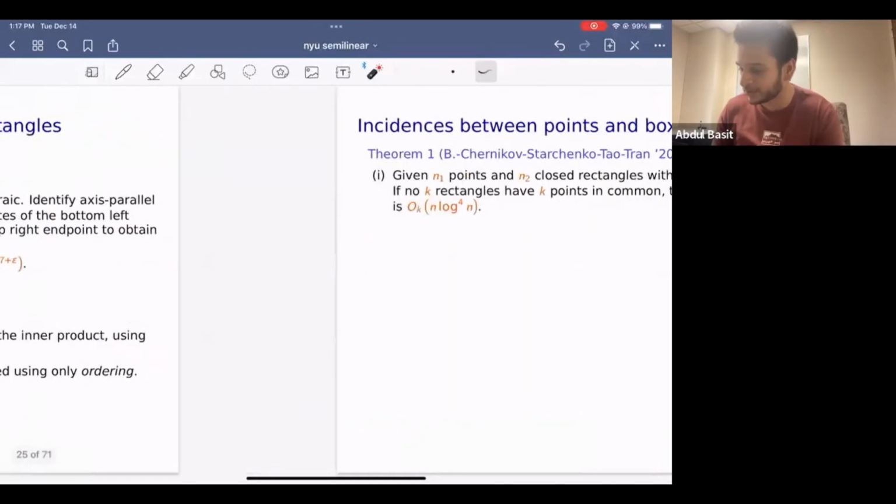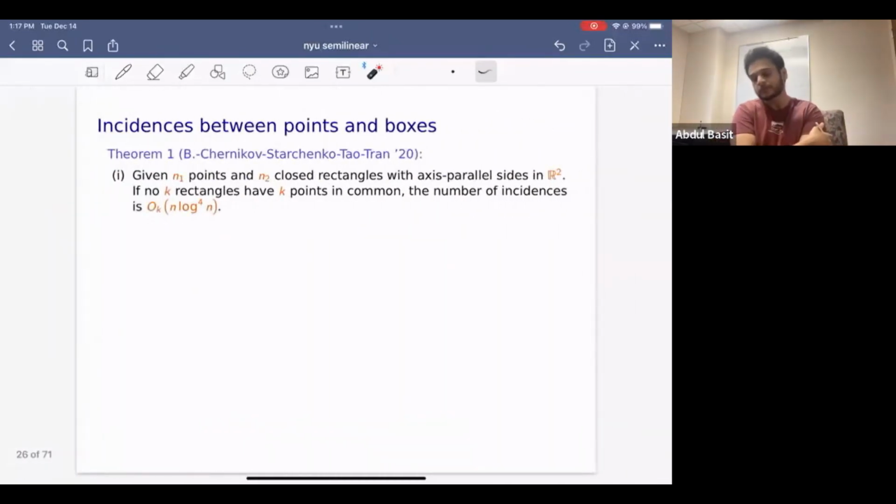So our result says the following. If I have n points and n closed rectangles in R^2, and there's no K_{k,k}, how many k's did I say? I don't know, K_{3,3} in the incidence graph, then the number of incidences is at most almost linear: n log to the 4 of n. So again, that's a much, much better improvement. It's basically almost the best possible you can say. You can definitely not do better than linear.